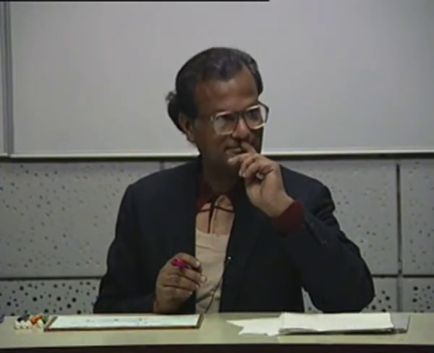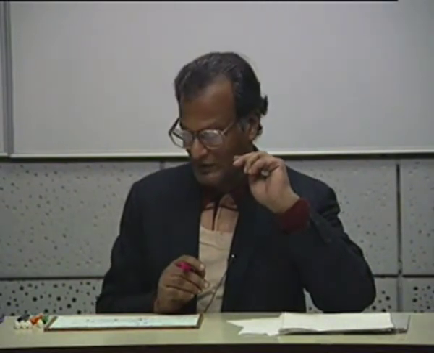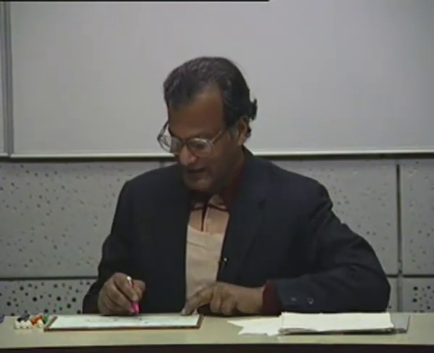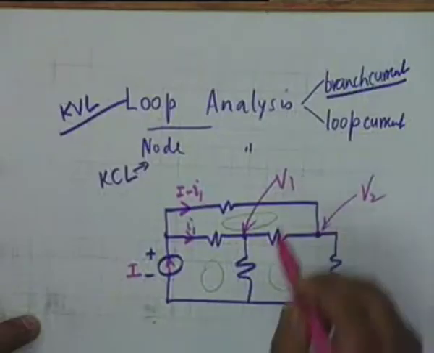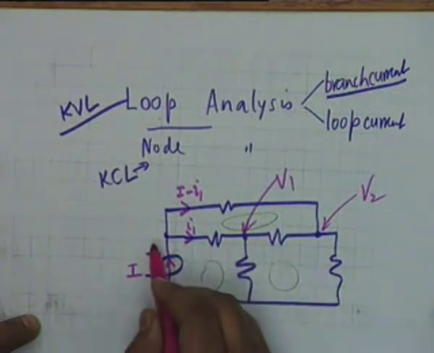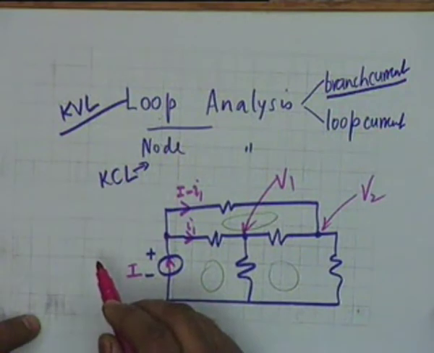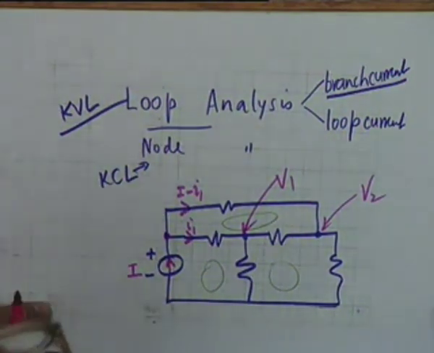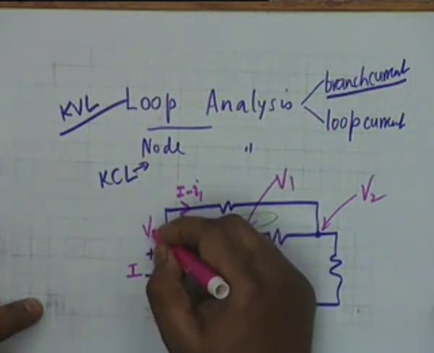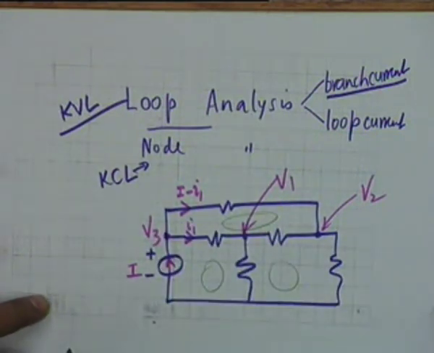If we follow node analysis, sir, what will you take as the position? If there is a current source and this is the node, then obviously you have to write 3 node equations. Yes, you have to find out V3 also.